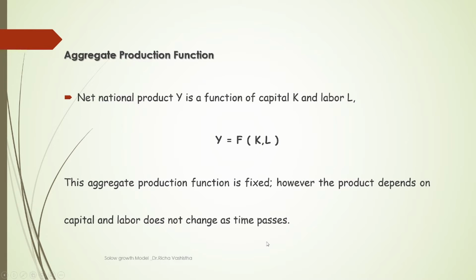Then comes the aggregate production function. It shows that the net national product, capital Y, is a function of capital and labor. So Y depends upon capital and labor, as we have already seen that the model considers only two factors of production, capital and labor. This aggregate production function is fixed by nature. How the product depends on capital and labor does not change as time passes. That is why it is a static or fixed aggregate production function.